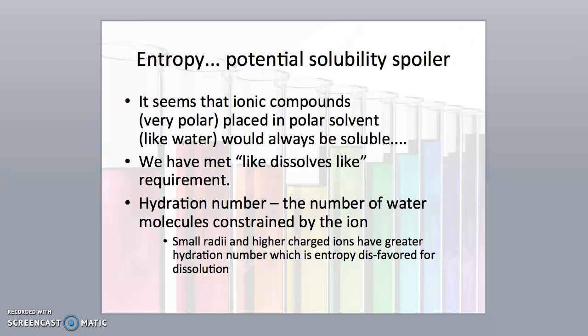So if we went back to the image with the sodium chloride, we had water molecules around each of those ions. If we have a small radius and a high charge, we have a greater hydration number, and this is going to be entropy disfavored for dissolution. So again, a lot going on here. Like dissolves like is a good rule of thumb. That's a good place to start, but it doesn't always work because we have our entropy and our enthalpy components that also play a big part in whether or not something will dissolve.